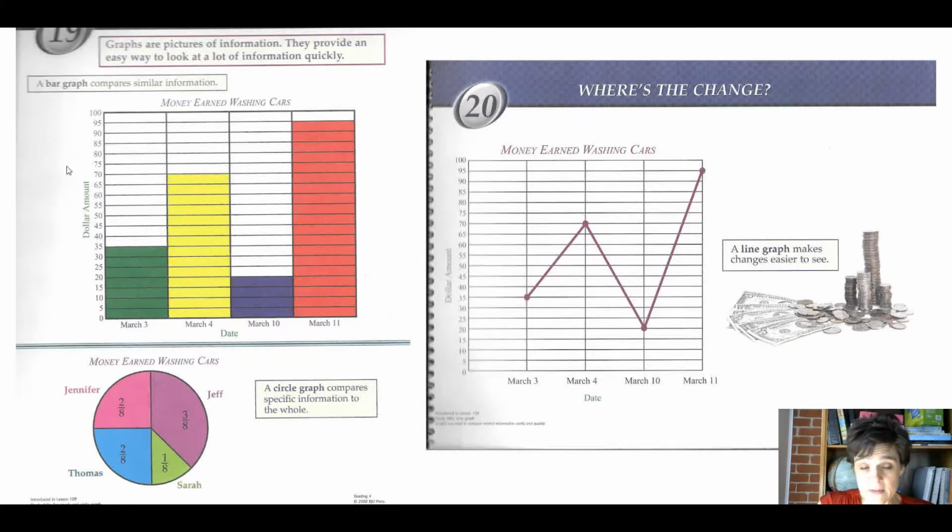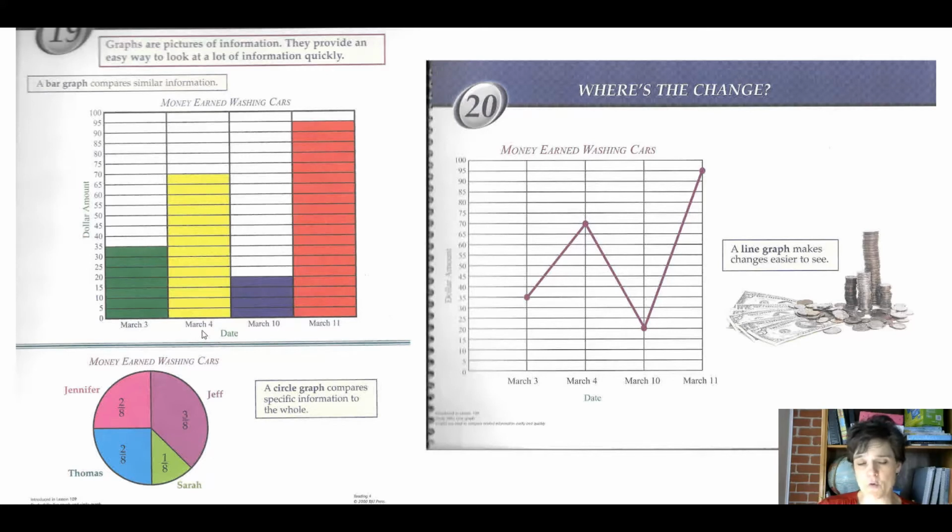Okay, so if you'll notice, this bar graph has a title, the money earned washing cars. And then over here on this side, it gives the dollar amount starting with 0, and it's in increments of 5 as it works its way up to 100. And then across the bottom is the date, and notice it tells you what they are. So this bar graph is comparing information of how much money was taken in each day for 4 days. So it's comparing similar information.